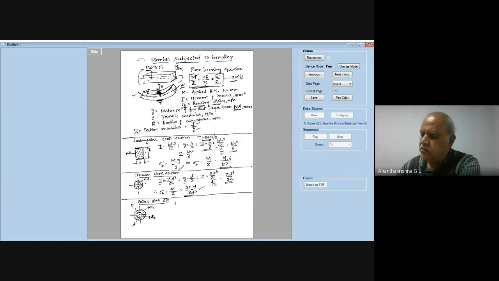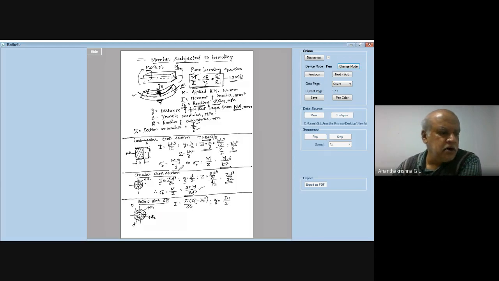So the value of I is given by what? Look at the table. What is it that's given? I is equal to pi into d1 to the power 4 minus d2 to the power 4 divided by 64, and y is equal to d1 by 2. Correct? Are you there with me?